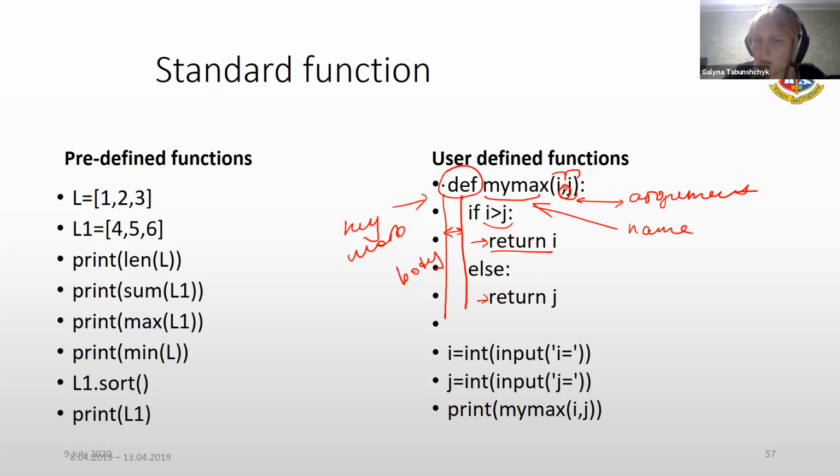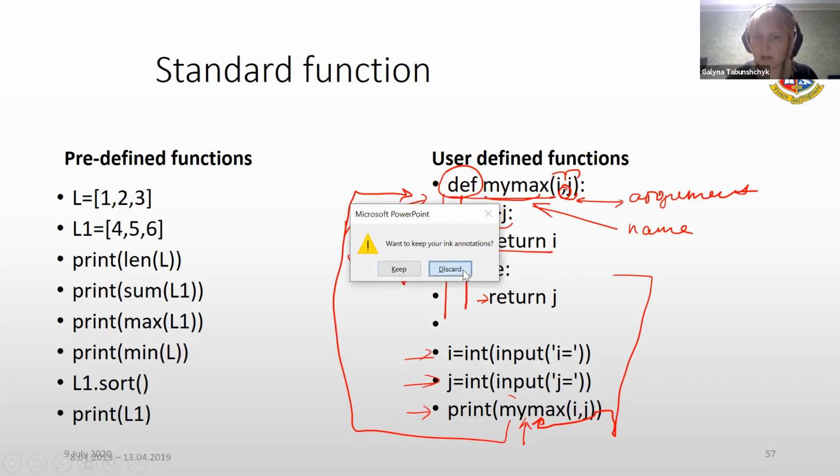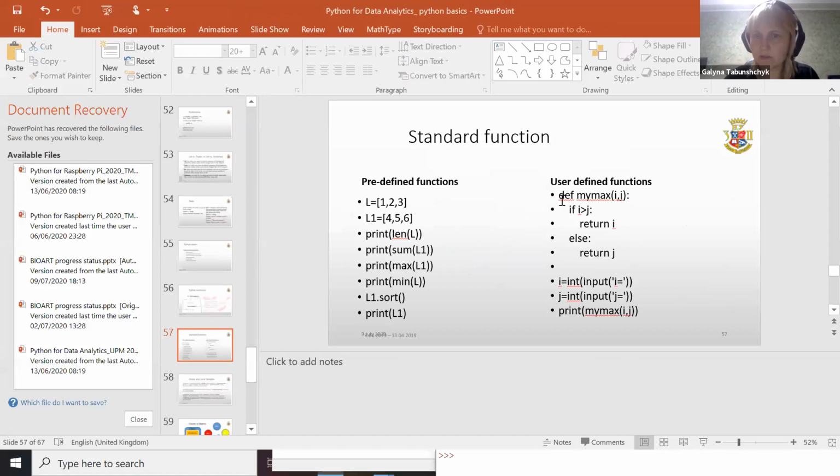So before we can use our function, we should define it. Yes, so first we define our function, our frame of function. Then I input my values and then I call my function. It goes here to this line of code, runs it, and when it meets return, it returns to the print, and here the value is printed. Let's look at how it will work in Python Tutor. It's much better.